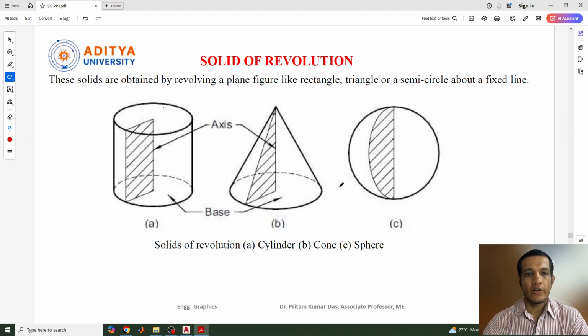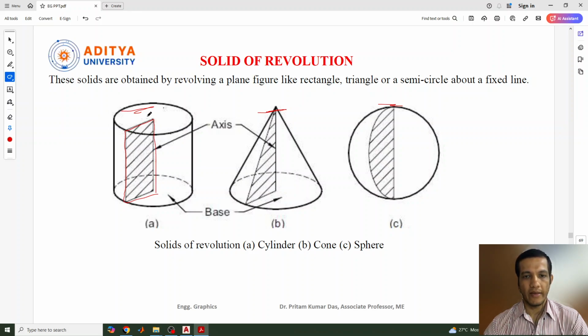Now the solid of revolution actually. So there are three different types of solids of revolution. One is the cylinder. This is our cylinder, and this is our cone. Another one is the sphere. These solids are obtained by revolving a plane like a rectangle, triangle, and semicircle. Now the cylinder will be formed if I take a base, like suppose this is one plane.